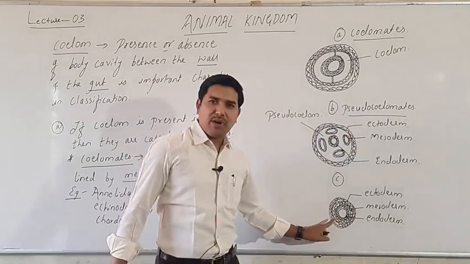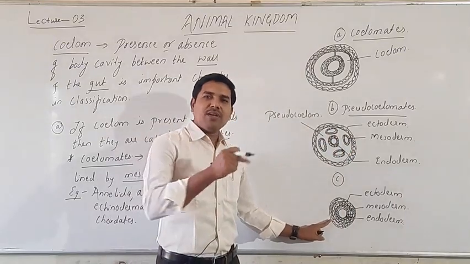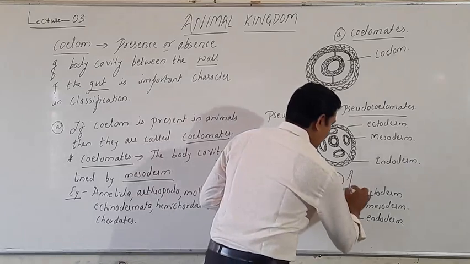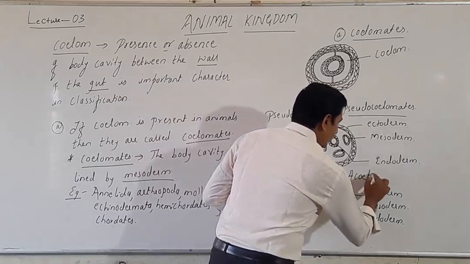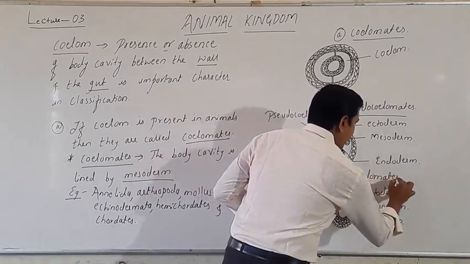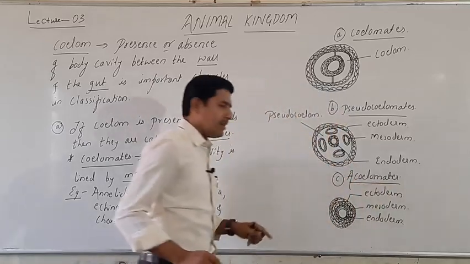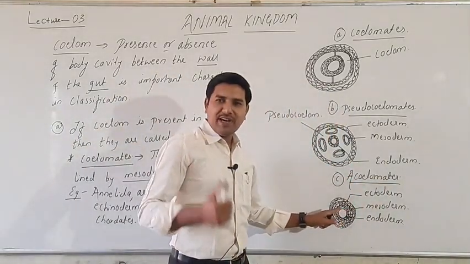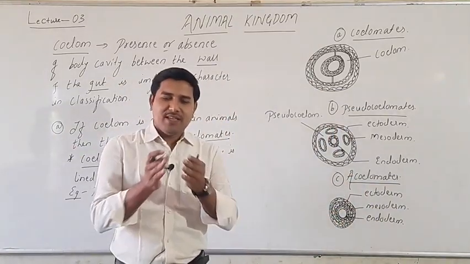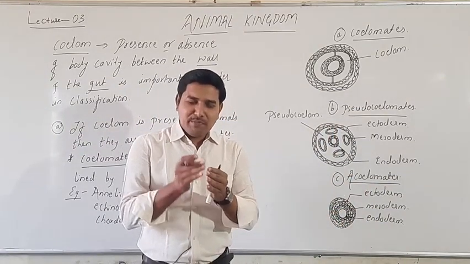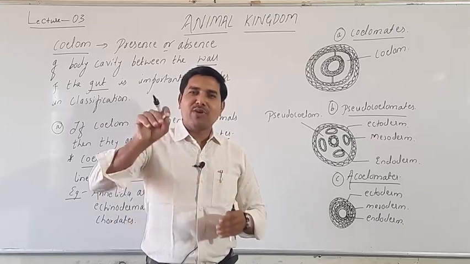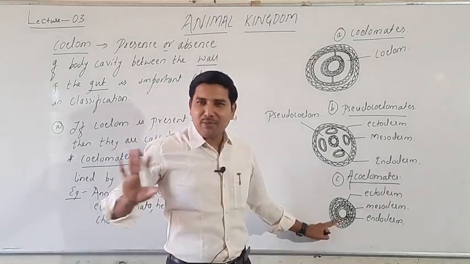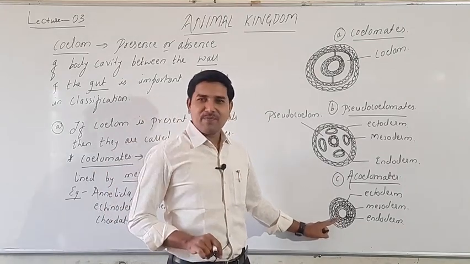As there is no body cavity here, we call such types of animals acoelomates. This is an acoelomate, meaning no body cavity. That means the outer layer is ectoderm, and below the ectoderm we have the other cell layers. These cells do not possess any body cavity in the embryonic stage.